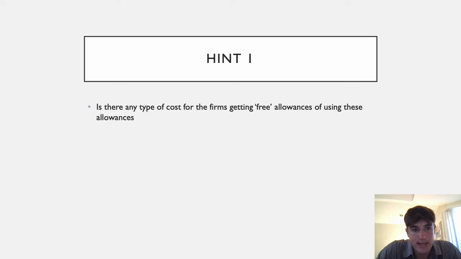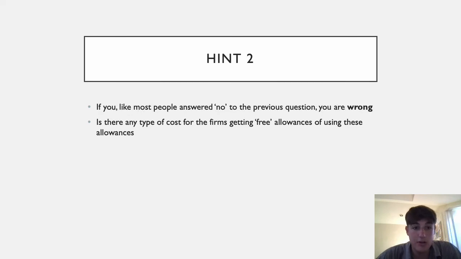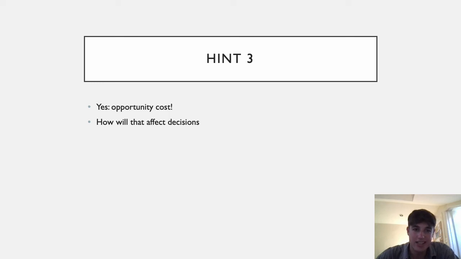Now, my first hint: is there any type of cost for the firms getting free allowances of using these allowances? Is there any type of cost? Have a think about that. If you, like most people that I've interviewed, answered no to that question, you're wrong. So I ask it again. Is there any type of cost for the firm getting free allowances of using these allowances? Think really carefully. Any type of cost. My third hint is yes, there is.